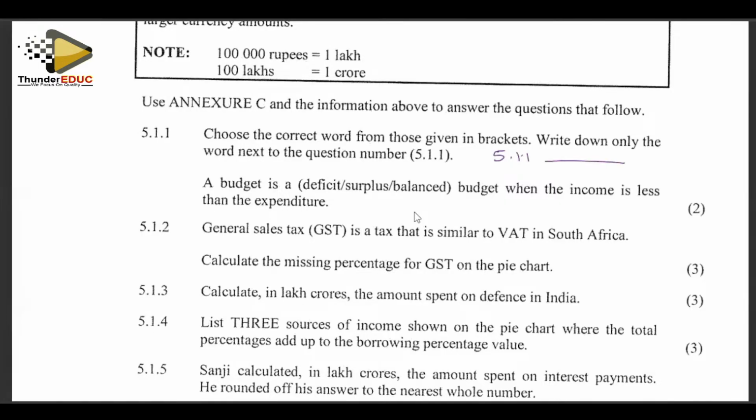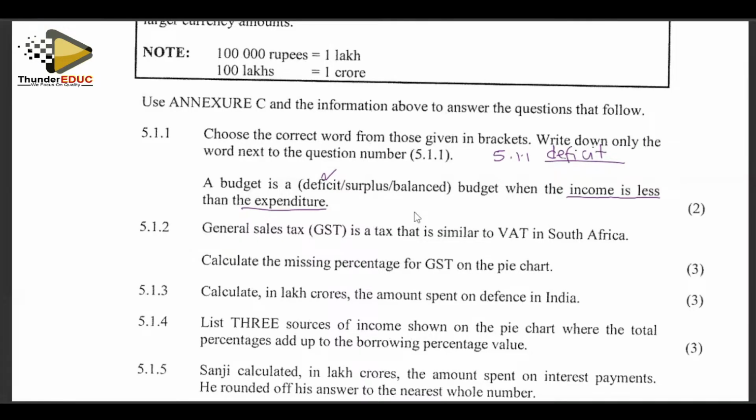So a budget is a dash: deficit, surplus, balanced budget. When the income is less, it becomes what? A deficit. You're working in what we call deficits. But when the income is more, it becomes a surplus. When the income equals expenditure, it becomes a balanced one. So here the answer is supposed to be deficit. Why? You are in negatives.